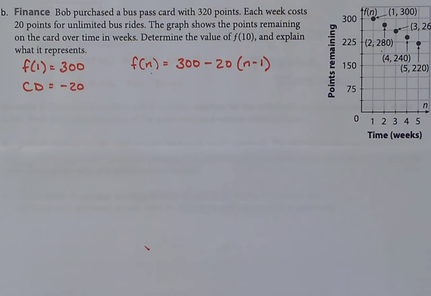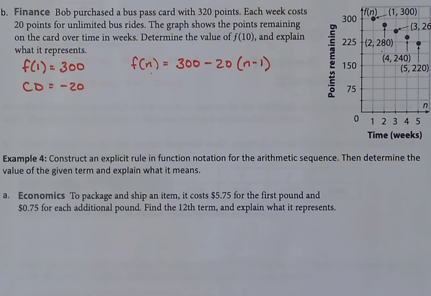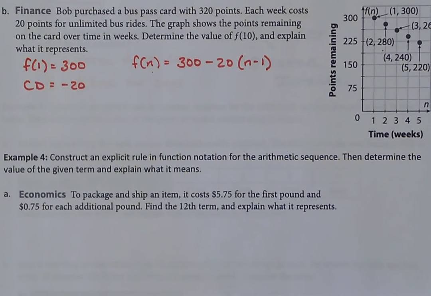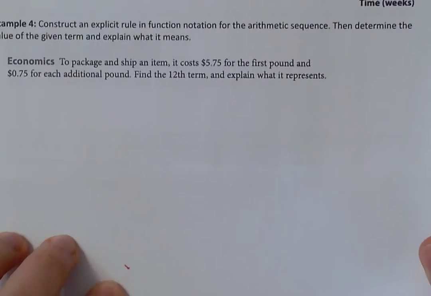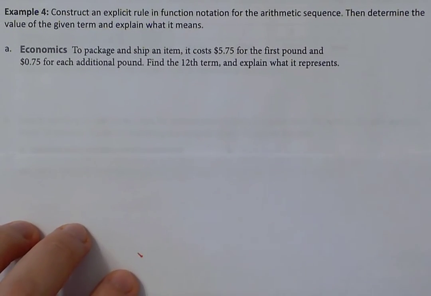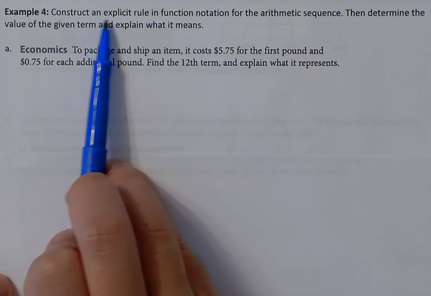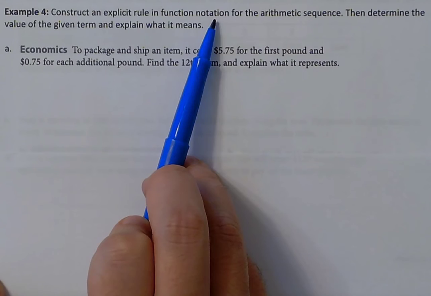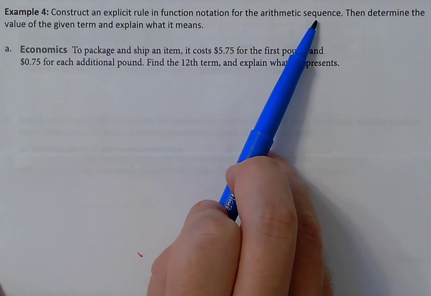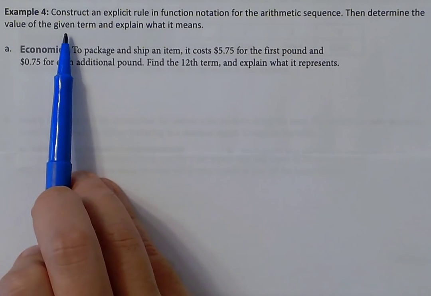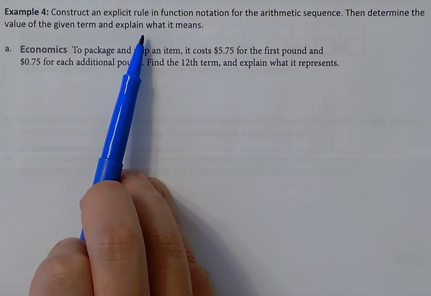Okay, so that is it for example 3. So example 3 is the same thing as example 2. It's just you have a graph instead of a table. Now, example 4 is going to be a little bit different, and I kind of want to talk about these real quick. So example 4 is going to ask us, construct an explicit rule in function notation for the arithmetic sequence, then determine the value of the given term and explain what it means.